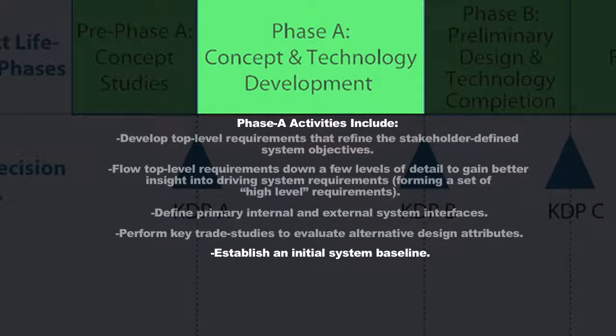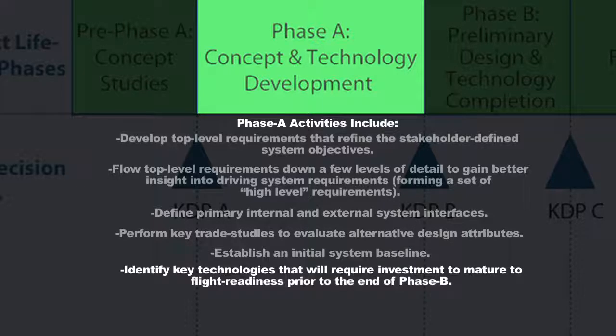You're also going to establish an initial system baseline. You're going to identify any key technologies that will require investment during Phase A and B to make sure they're ready to be used in the system implementation. You're going to refine your life cycle cost estimates to make sure your stakeholders understand how much it's going to cost, your best estimate of how much it's going to cost to complete the entire life cycle and get through the development of the system.